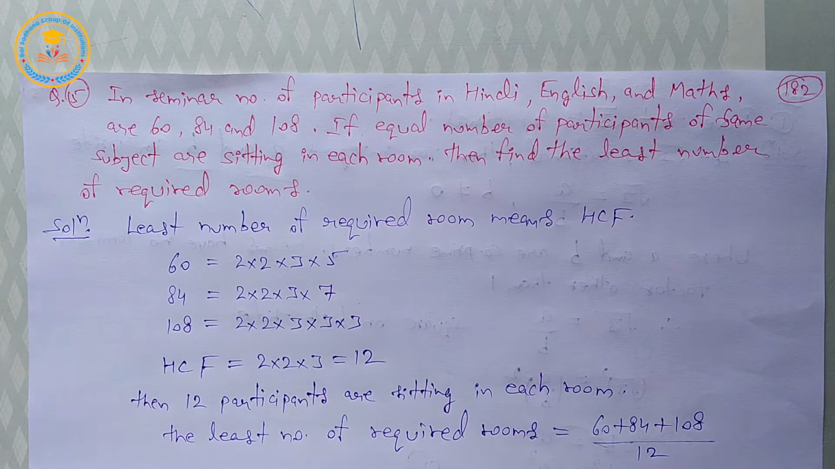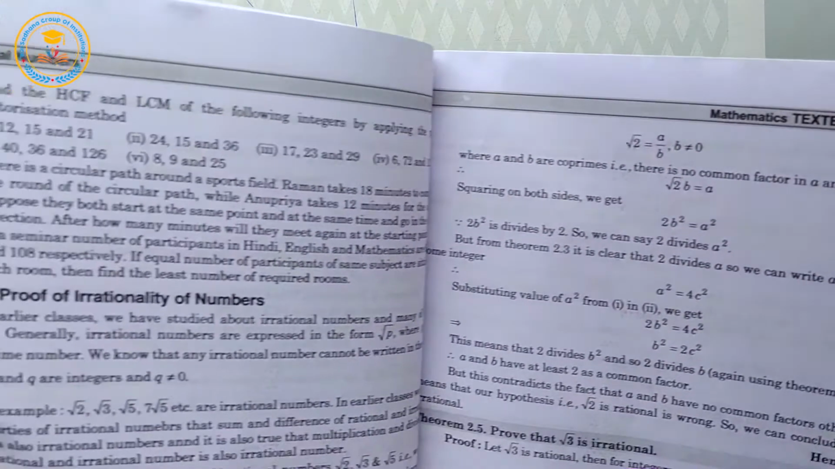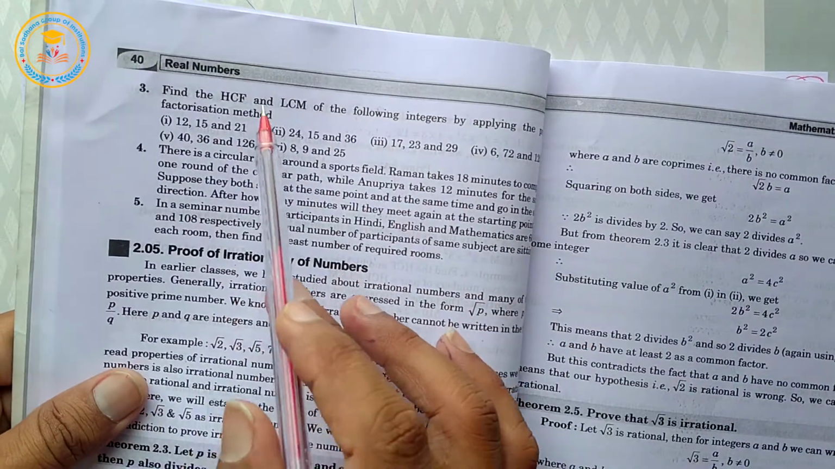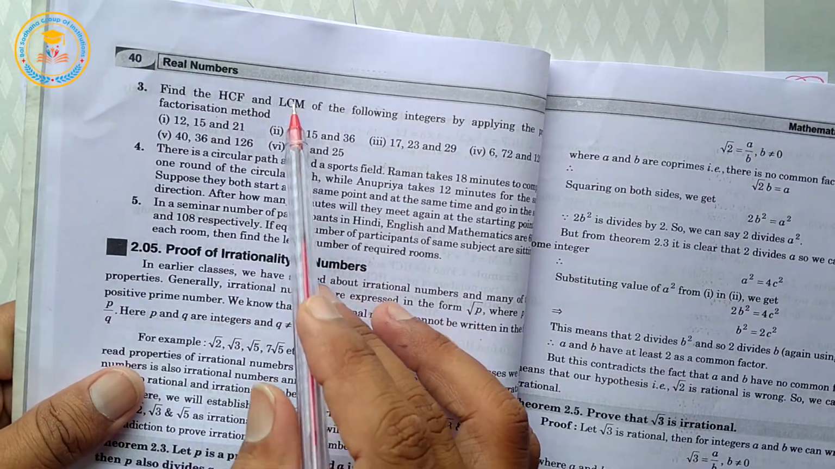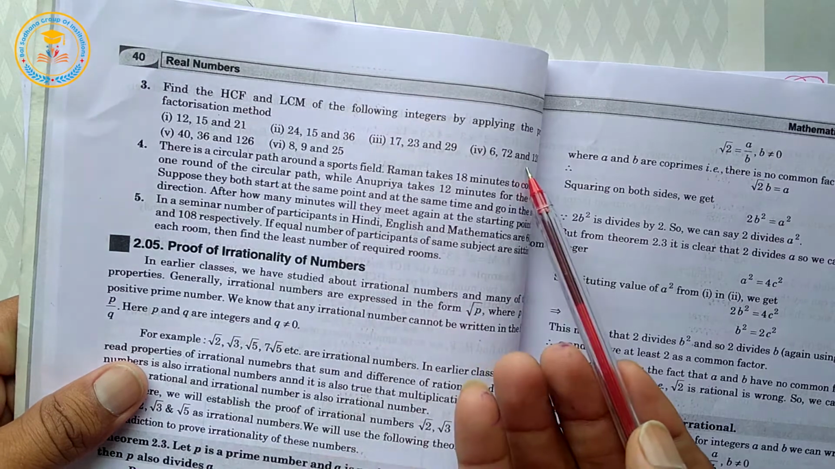Question number 3 and 4. In question 3, find HCF and LCM. Same question.